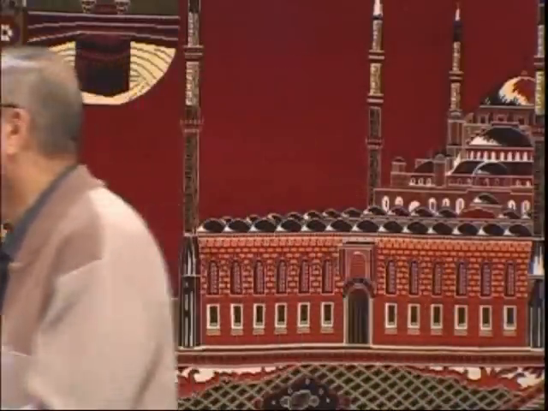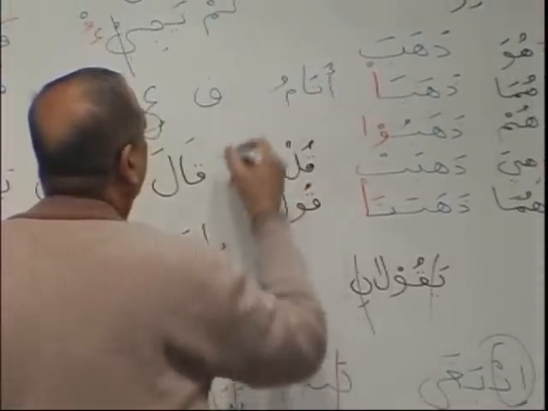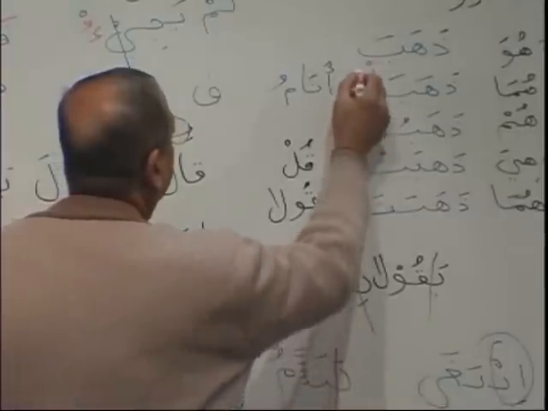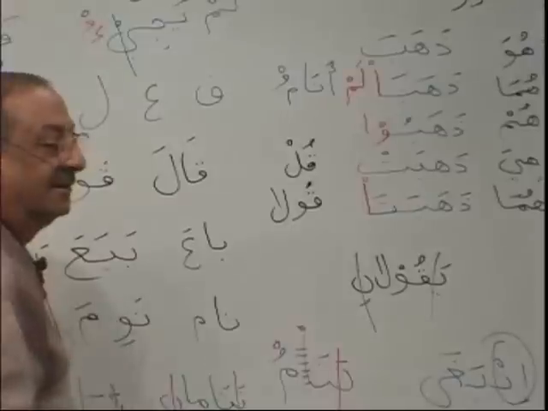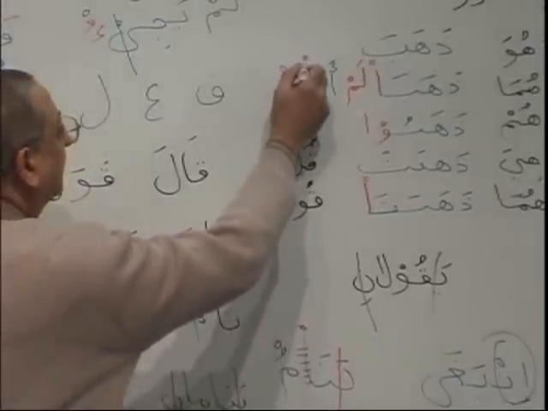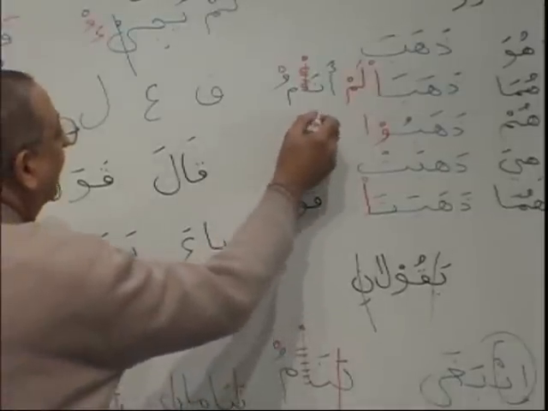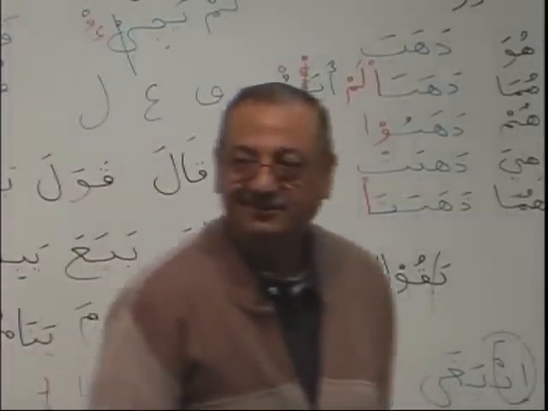So you put yanamu and put lam, it will become yanam. Let me write down, brothers and sisters. Anamu. Okay, and I put here lam. Okay, I have to give sukun here. There is a sukun already here. So this will get chopped off. What is left? Anam. See how we got it?